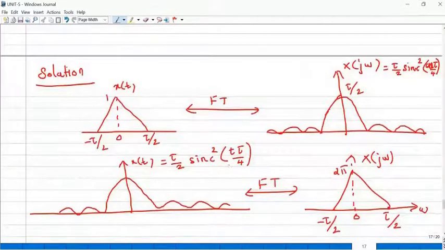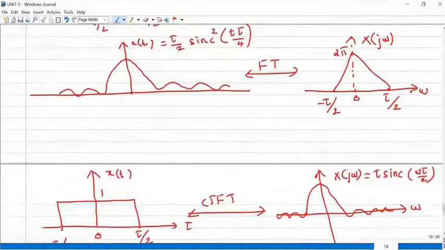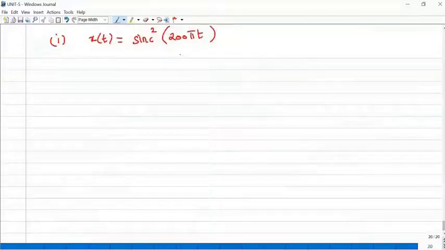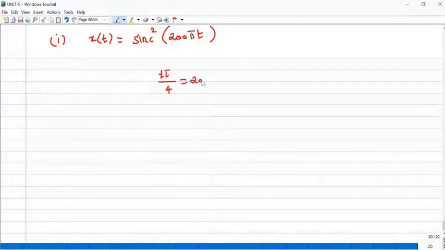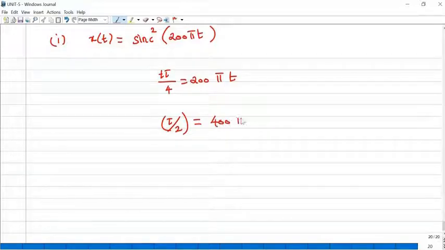See here, sinc square of t tau by 4. The value in the bracket is t tau by 4, so you have to compare it with 200 pi t. T tau by 4 equal to 200 pi t. We have to get tau by 2 only. Tau by 2 equal to 400 pi. So here tau by 2 is your omega m.